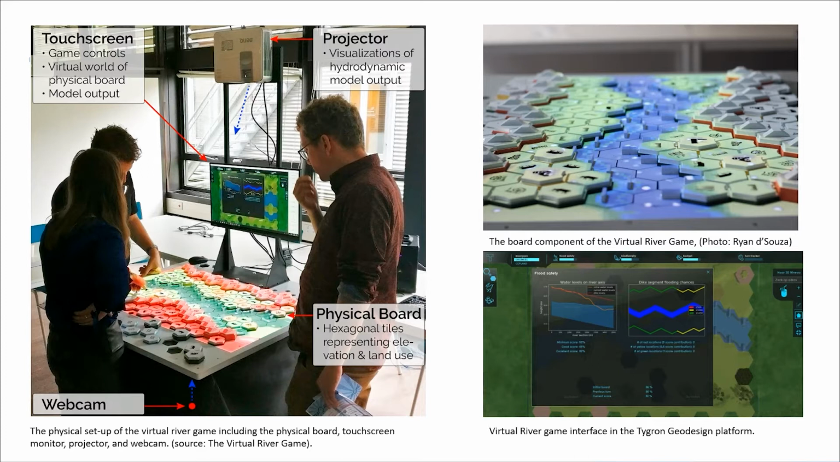So when you move anything on the table, that would translate directly into the Tygron platform screen. For example, if the land use is agriculture on the board, players see cows grazing in the virtual world. If there's a land use that is forest on the board, players can also see trees on the Tygron screen.